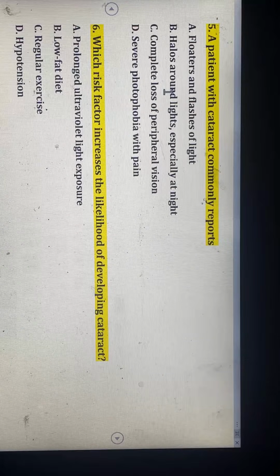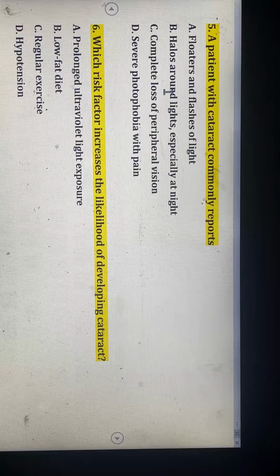A patient with cataract commonly reports A. Floaters and flashes of light. B. Halos around light, especially at night. C. Complete loss of peripheral vision. And D. Severe photophobia with pain. So, what is your answer?